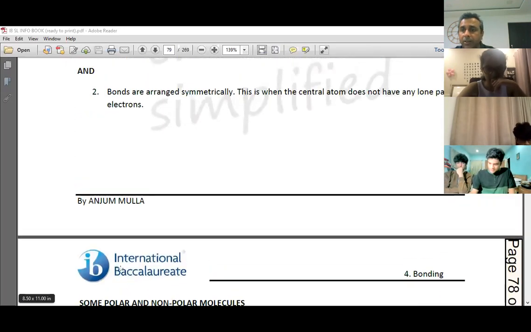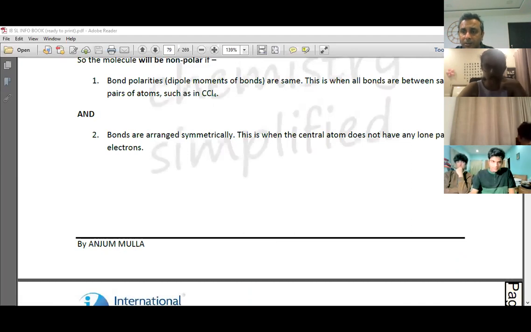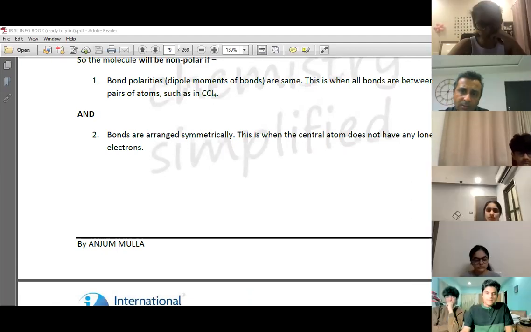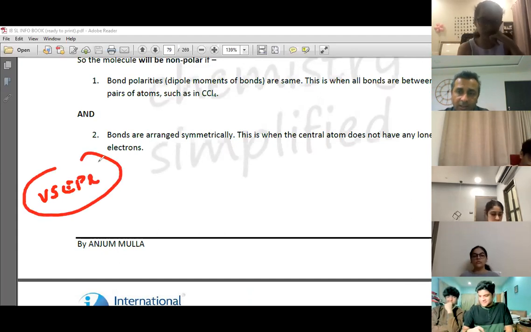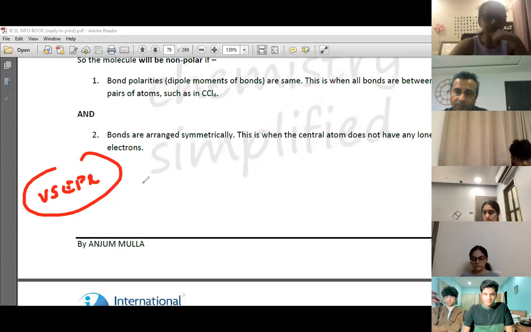Is that clear, everyone? Any questions? Okay, so we have learned two things today. One is the VSEPR theory, which helps us decide the shapes of molecules. You need to know the six cases and decide the shape. Second, we learned how to decide whether a molecule is polar or non-polar. I'm not starting the next topic because it will take time.